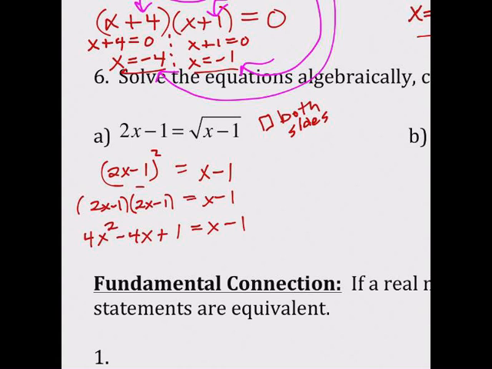Get everything on one side, and it's got a quadratic happening. Get it equal to 0 as your mantra. So you go 4x squared, take away an x from both sides, you get minus 5x plus 1. I'm going to add 1 to both sides, so it's plus 2 now. And I think that's what I got before. Yeah, that looks good. That little beauty doesn't factor.